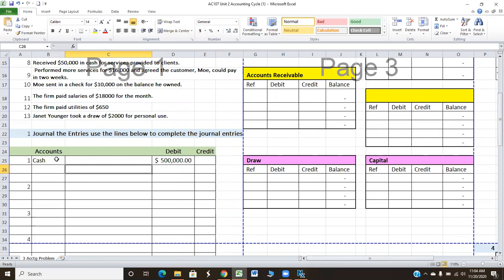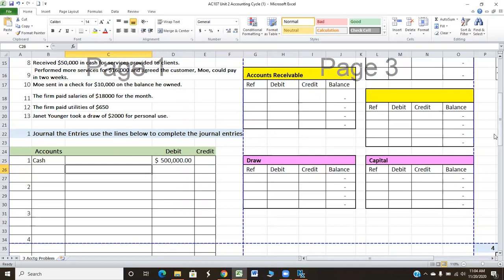So if you just debit assets here, your equation's not going to balance, because now assets are increasing. Cash is an asset. Assets are increasing 500,000, but nothing's happening to liabilities or owner's equity. So if one side of an equation increases, but nothing happens to the other side, it doesn't balance.